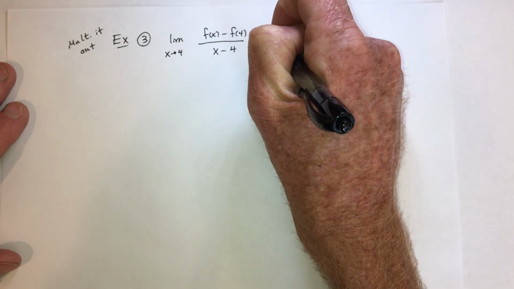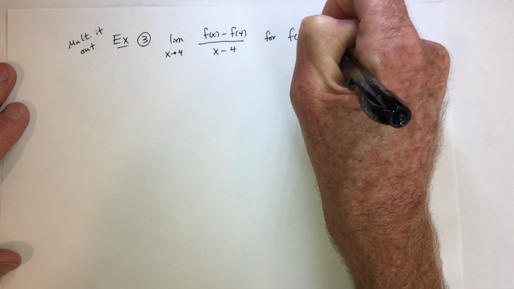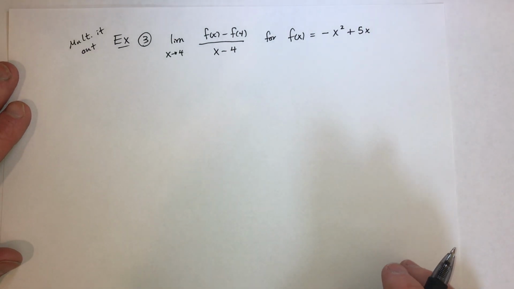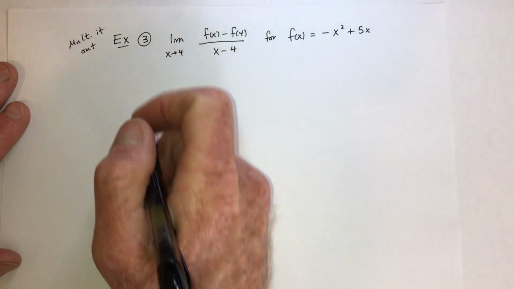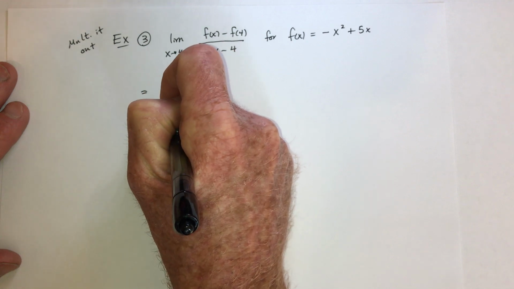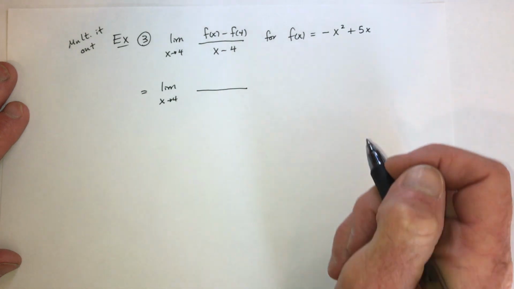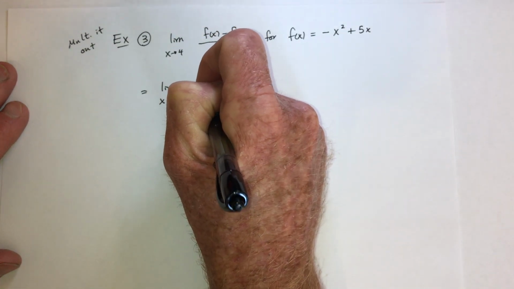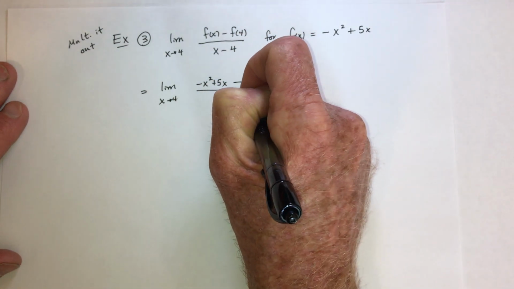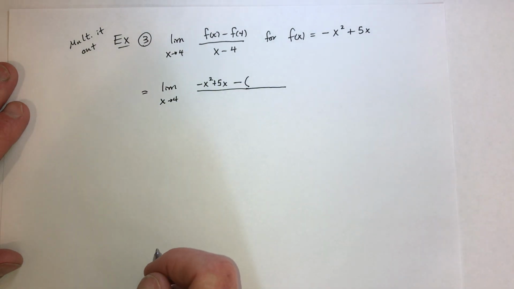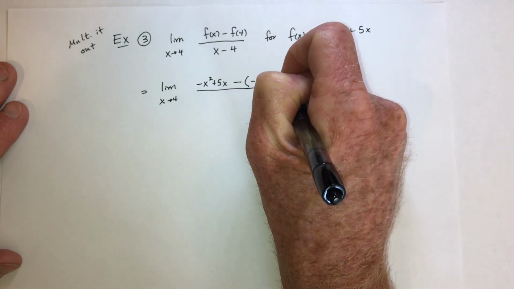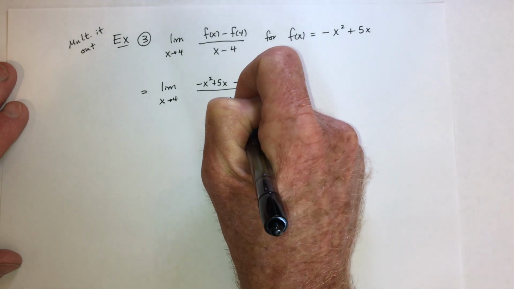Okay, then for the function f of x is equal to negative x squared plus 5x. So substitute the function itself right there. So it's going to look like the limit as x goes to 4. And then it's going to be negative x squared plus 5x. And then minus. And now we need to substitute a 4. So negative 4 squared plus 5 times 4, and that's divided by x minus 4.